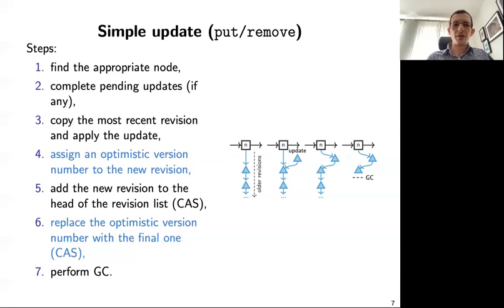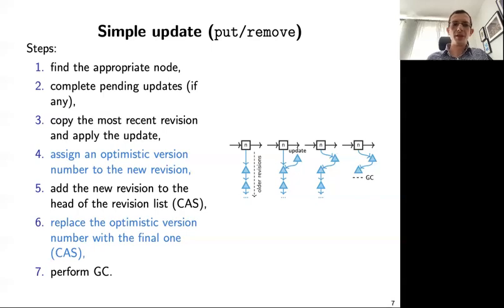Next, we copy the head revision, which is the most recently added one, and apply the update on the revision. Recall that each revision stores multiple key value entries. So for instance, we update the value of one of the keys. In the fourth step, we assign a so-called optimistic version number to the revision, and then add the revision to the list using a compare and swap.